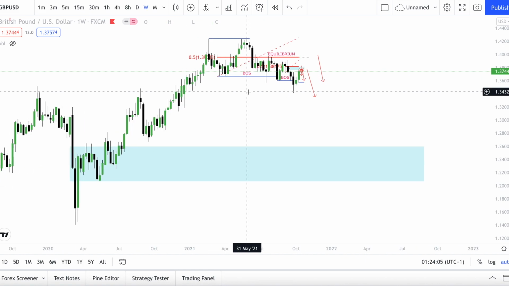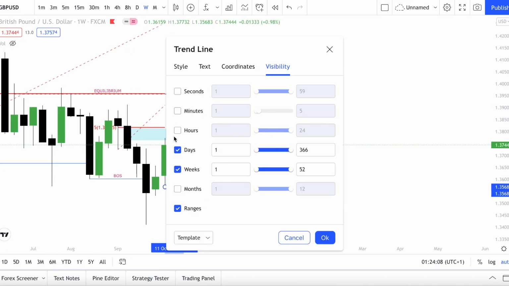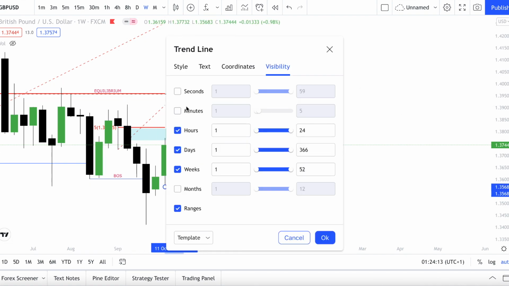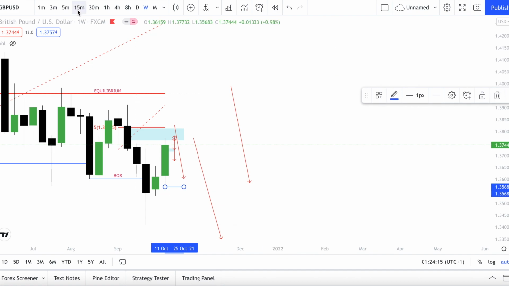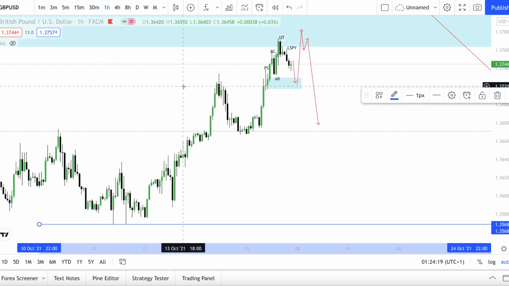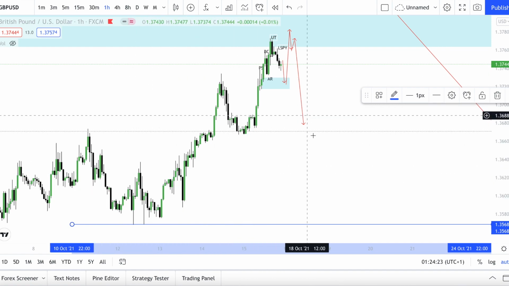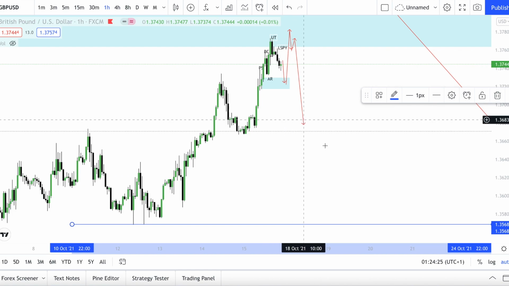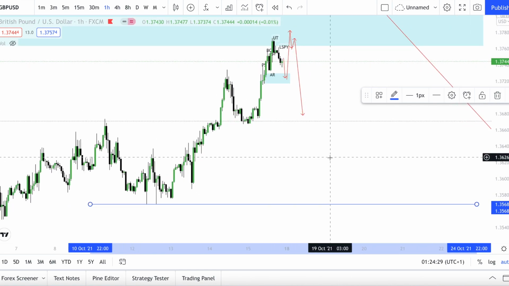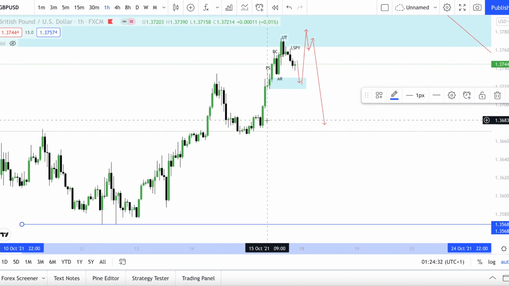Sorry, I'm gonna quickly make this available for other time frames, hours, and minutes. This is the area. I don't expect price to come any lower, but not this week, maybe next week, when we see a good rejection down here, then here, and then here. But that's my view at the moment.